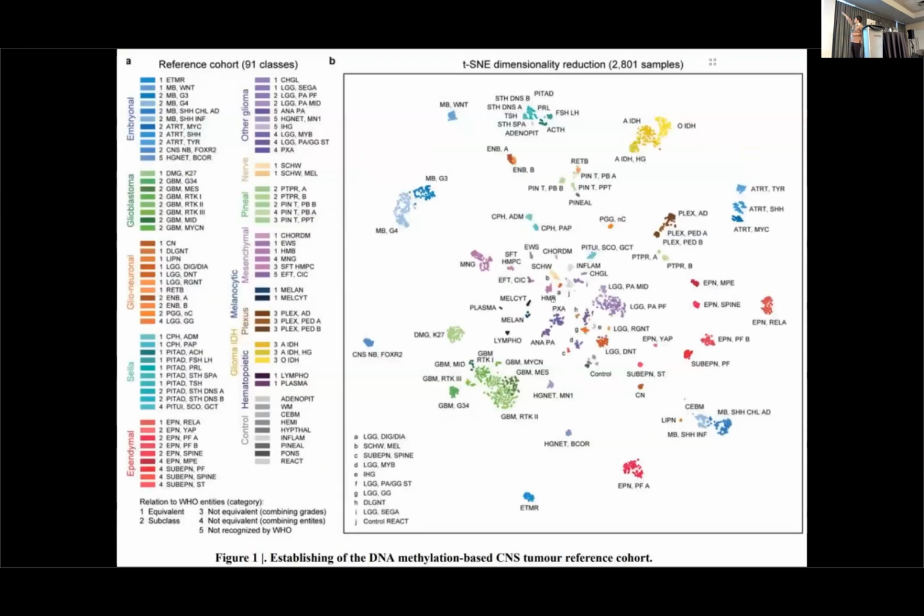This is again the same unsupervised visualization, dimension reduction using the t-SNE method, the same one that we looked at in the dermatology pictures, of these different, about 91 classes of CNS tumor. They visualized it on a 2-dimensional space, and different colors represent different types of CNS tumors, which is very complex.